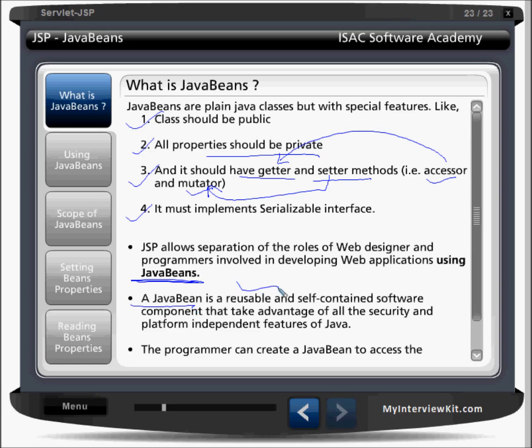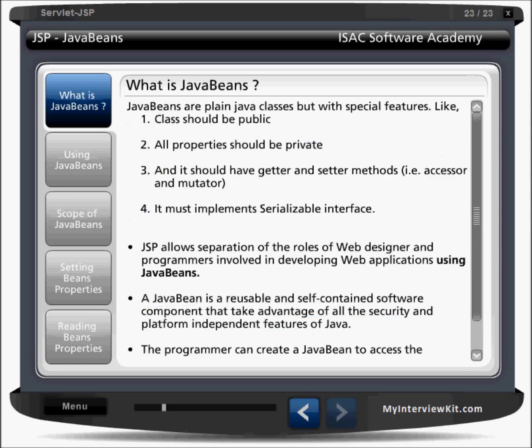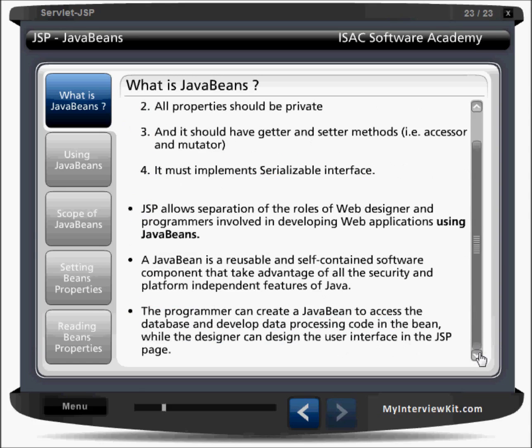So a JavaBean is a reusable and self-contained software component. It's a component that takes advantage of all the security and platform-independent features of Java, right? So the programmer can create a JavaBean to access any data and the database, and develop data processing code in the bean. We can write all the logic in the JavaBean itself, while the designers can design the user interface in the JSP pages, and they can just use this bean, I mean JavaBean, right?